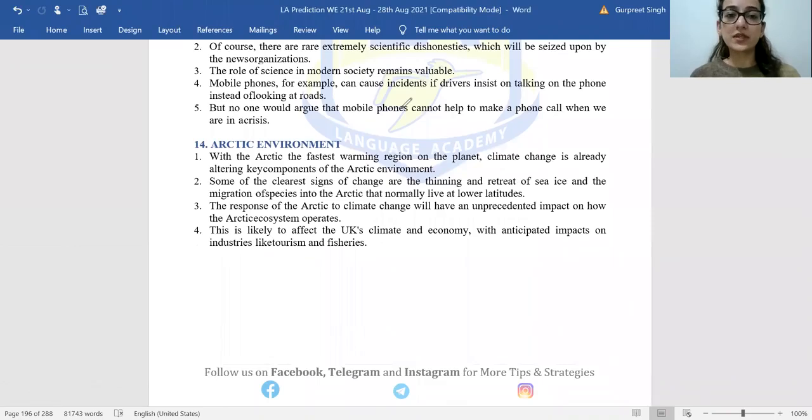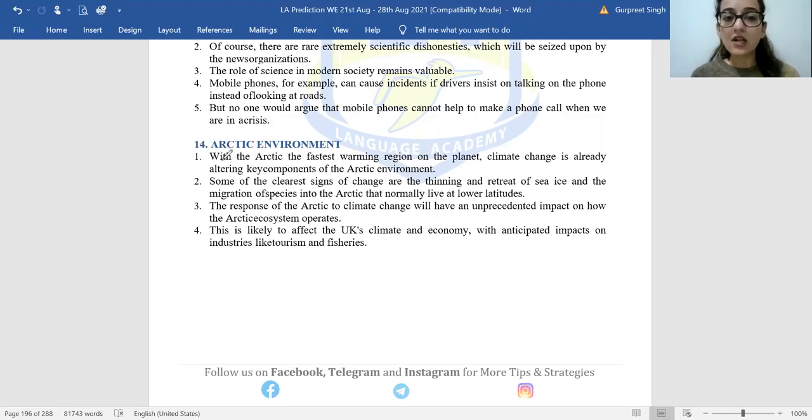Okay, number 14. With the Arctic, the fastest warming region on the planet, climate change is already altering key components of the Arctic environment. The first sentence, because of the way it is framed. One of the features of finding the first independent sentence is that it should be a kind of introductory sentence. It should not just give explanation, it should introduce the topic.